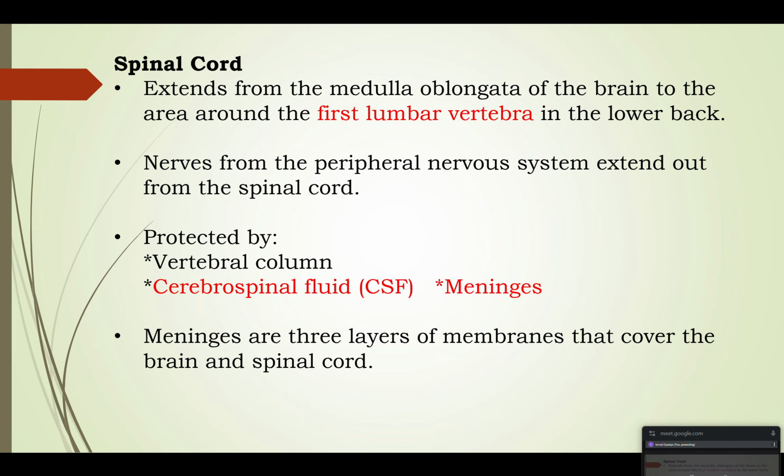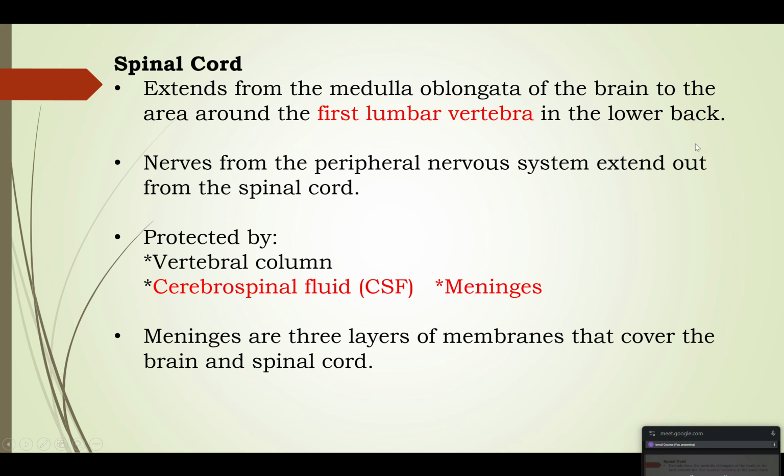And then the spinal cord extends from the medulla oblongata of the brain to the area around the first lumbar vertebra in the lower back. So it stops at the L1, that's the first lumbar vertebra. That is where the spinal cord stops, at the back. Lumbar, if we have done the skeletal system very well, is found around the lower back. You have the upper and the lower back. So the upper, you see more of the thoracic vertebrae, and the lower back you see more of the lumbar. So the first lumbar is where the spinal cord stops.